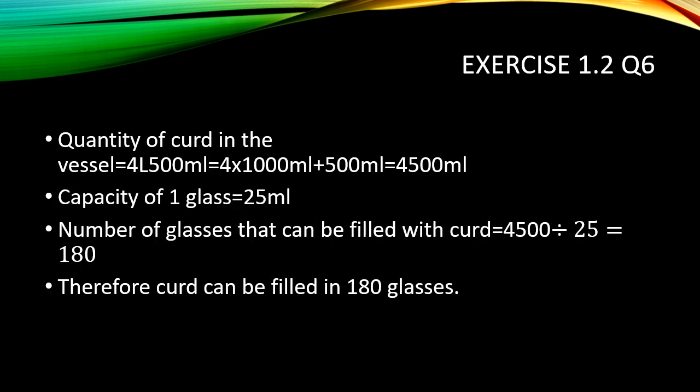Question number 12. A vessel has 4 liters and 500 milliliter of curd. In how many glasses, each of 25 milliliter capacity, can it be filled? Quantity of curd in the vessel is equal to 4 liter 500 milliliter, that is equal to 4500 milliliter. Capacity of one glass is 25 milliliter. Number of glasses that can be filled with curd is 4500 divided by 25, that is 180. Therefore, curd can be filled in 180 glasses.